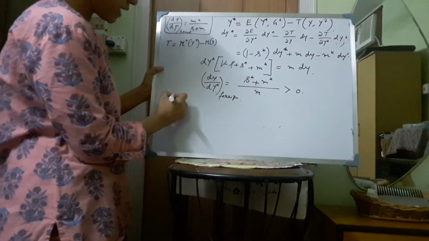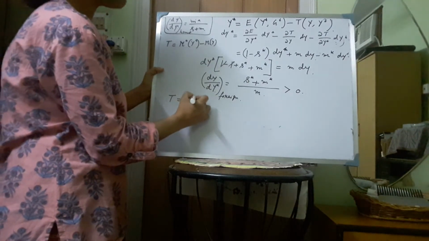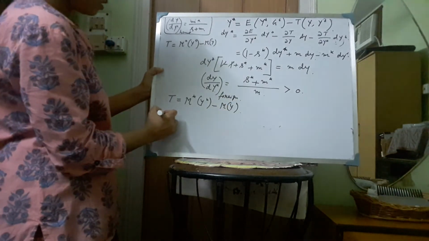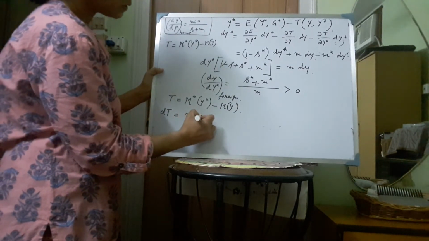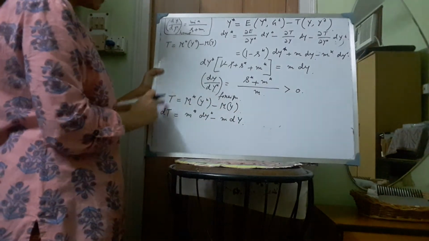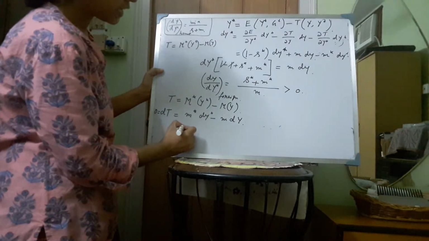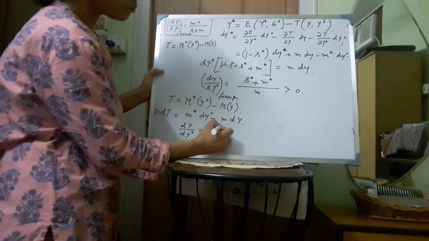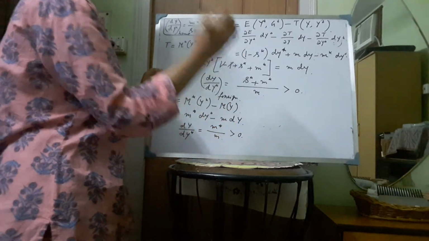Now we consider the trade balance of the home country. So trade balance in the home country is T is equal to M star y star minus My. Now taking the total differential, dT is equal to M star dy star minus M dy. Now when the trade is in balance, then dT is equal to 0. So from here we get that dy by dy star is equal to M star by M. Now this is again greater than 0.